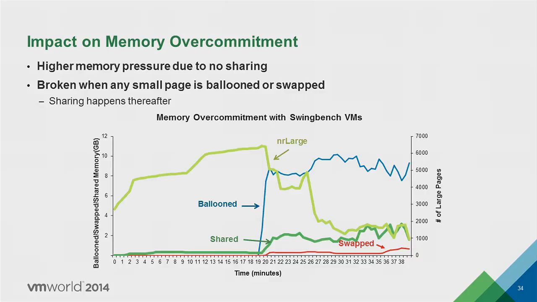Here I show an example of Swingbench VMs when memory is overcommitted. This figure looks a little bit complicated, but the point here is that when ballooning or swapping happens, the total amount of large pages within the host, shown in the yellow line, reduces. As a result, page sharing starts to happen, shown in the green line. So effectively, large pages delay page sharing until memory is overcommitted.